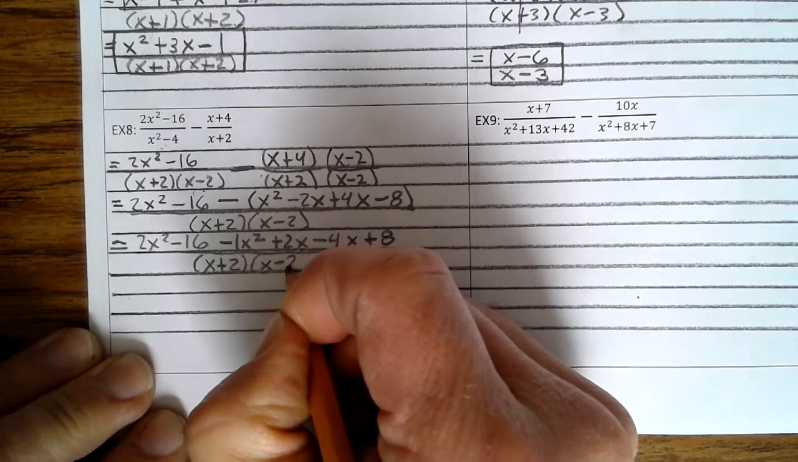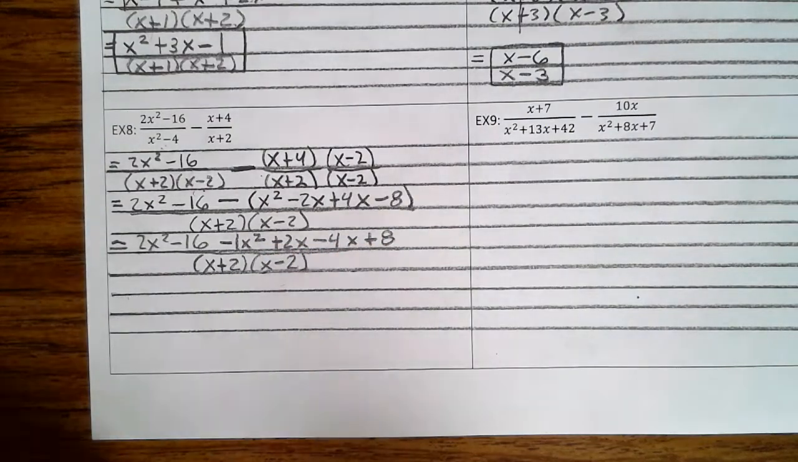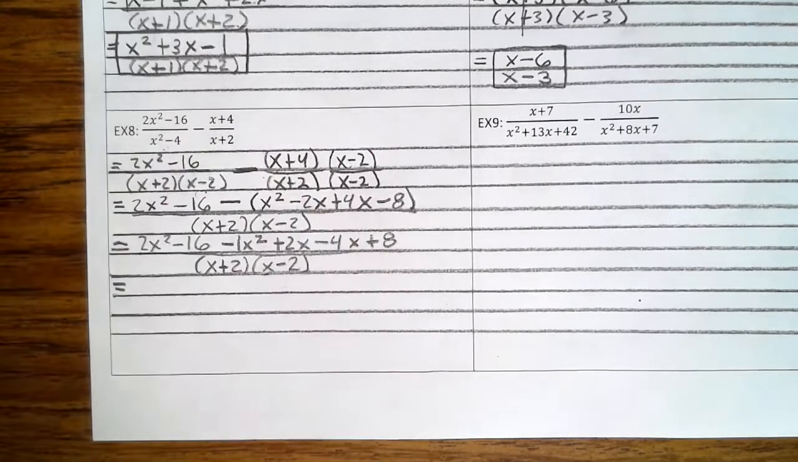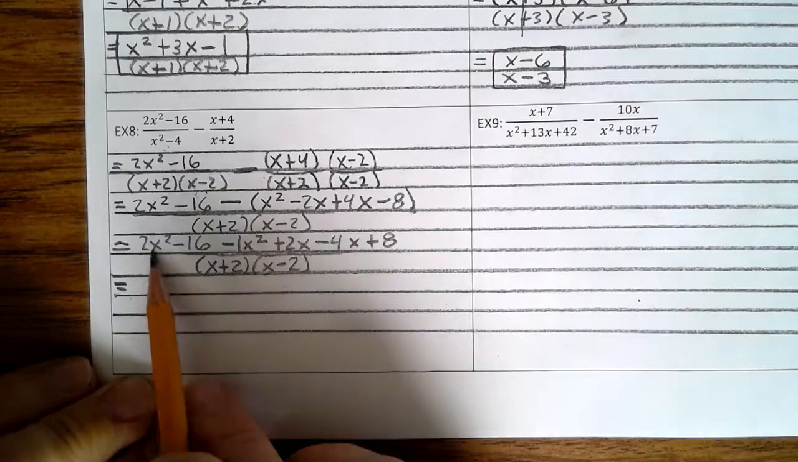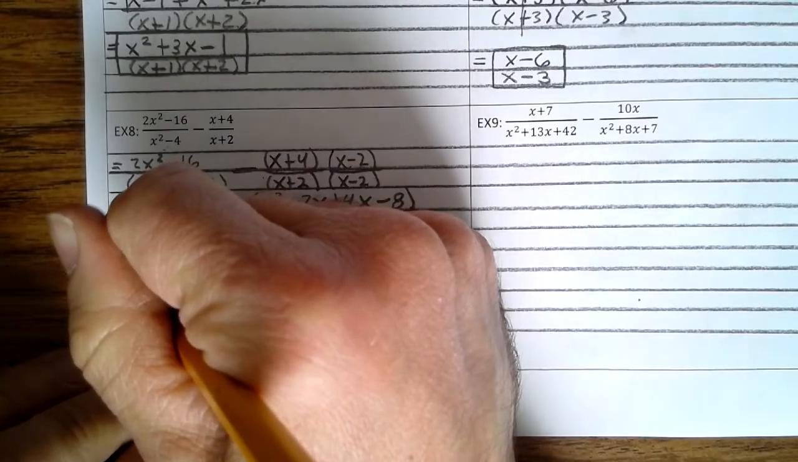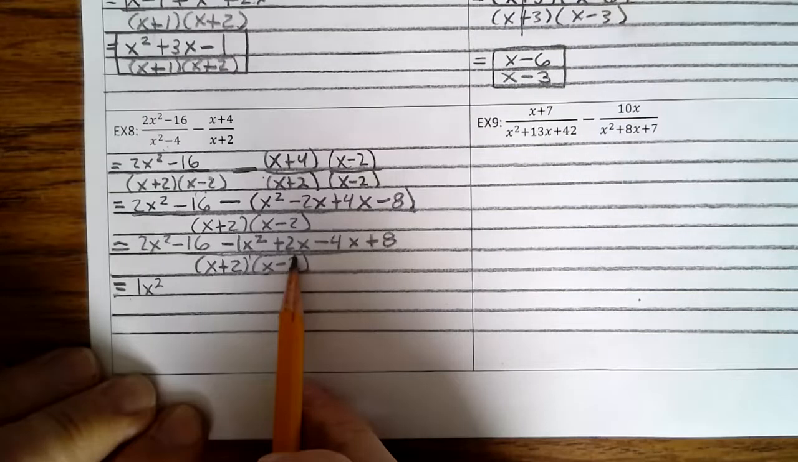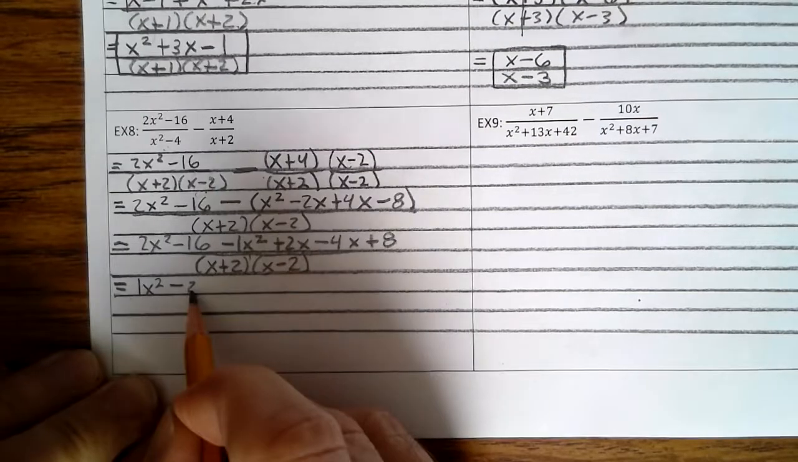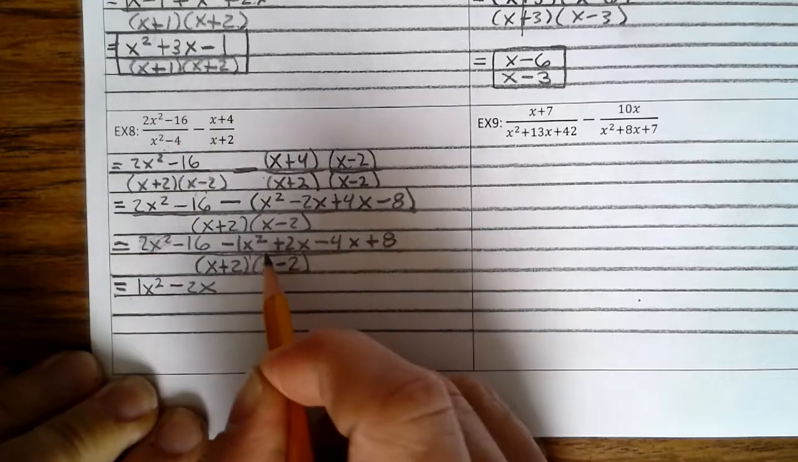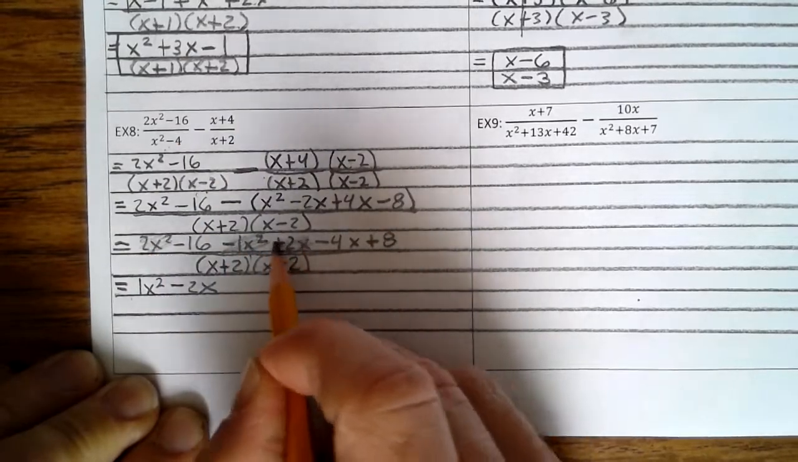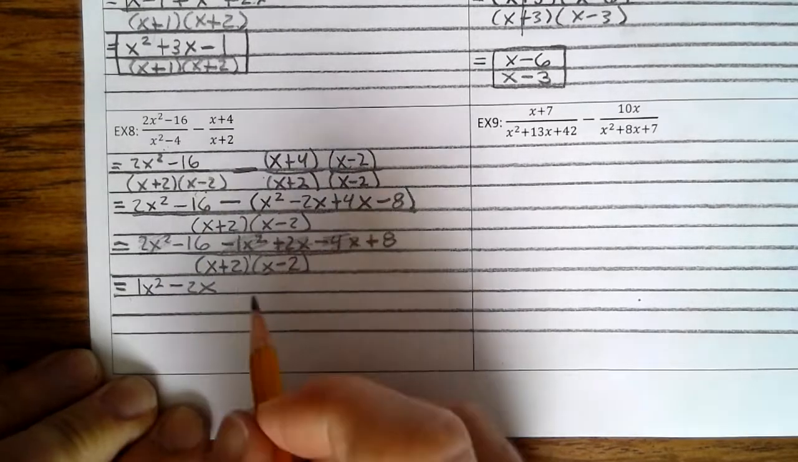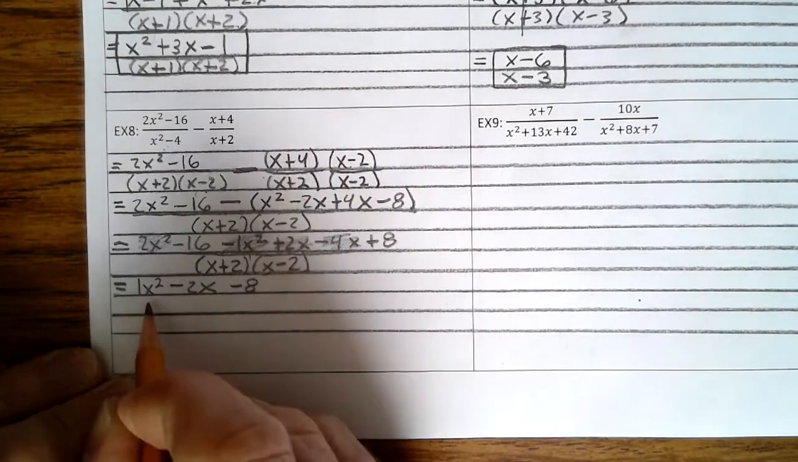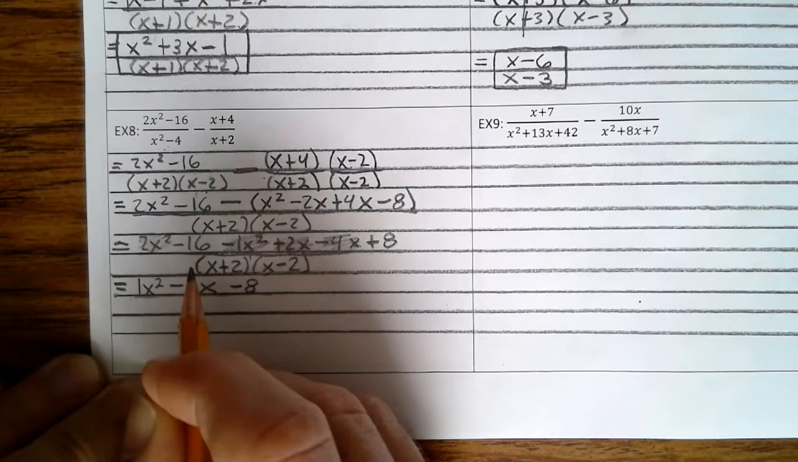Okay, so now combine terms. 2x squared minus 1x squared is 1x squared. I'm going to do the x's next. So we have a 2x minus 4x is negative 2x. And what might help is if you shade them out as you combine them. It helps you see what you have left. Okay, and then negative 16 plus 8 is negative 8. All divided by x plus 2, x minus 2. Now again, we need to factor the numerator.